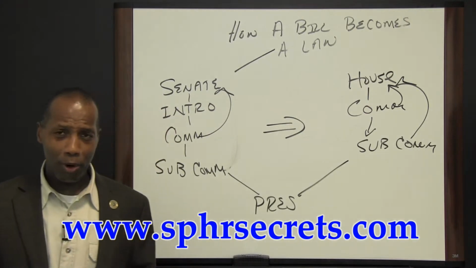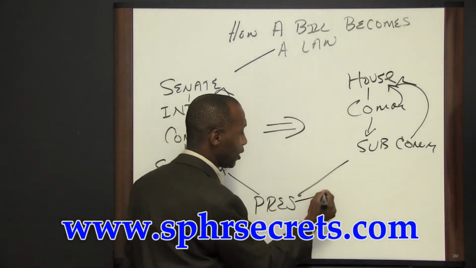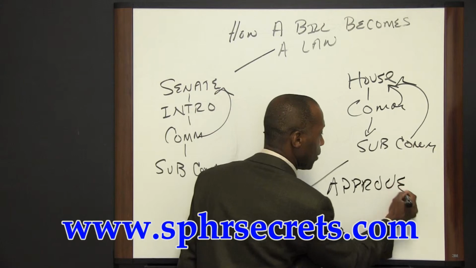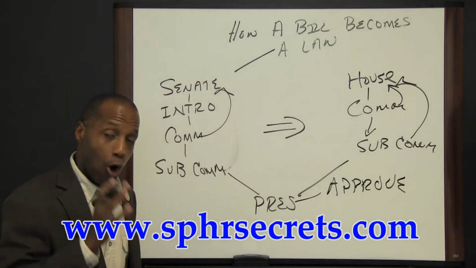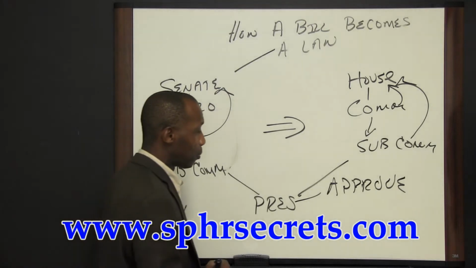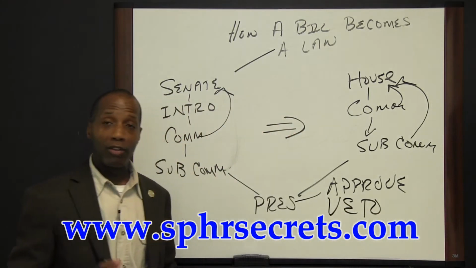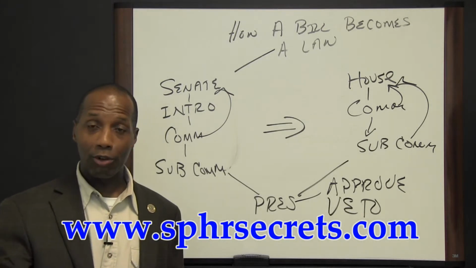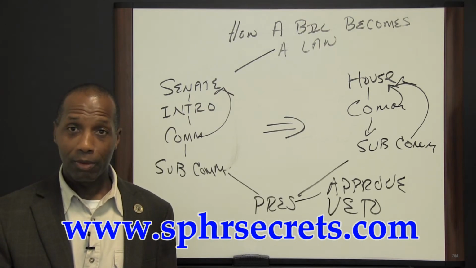Now, once it gets to the president, there are a few things that can happen. Immediately, the president can either approve the bill, and it can become law, or the president can veto it. And if the president vetoes, says no to this bill, he sends it back to Congress with the explanation of why this is not a good bill.